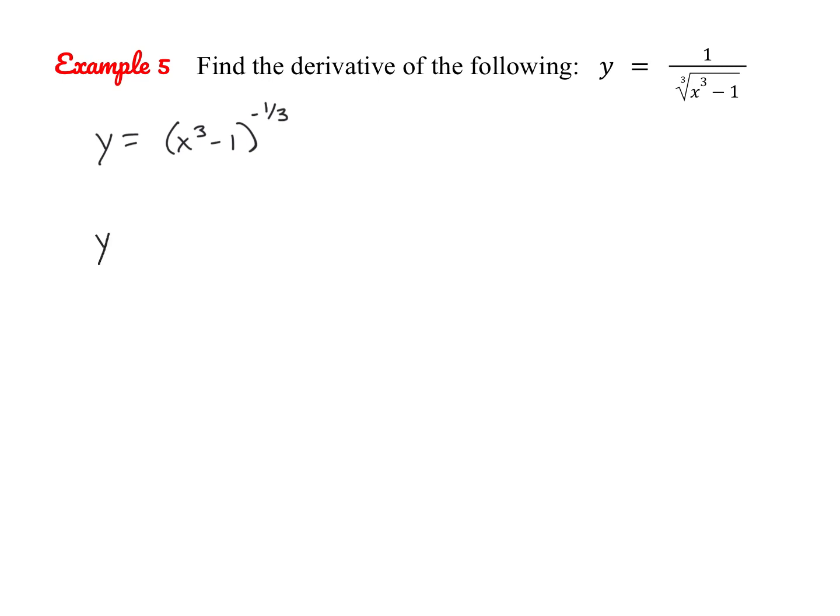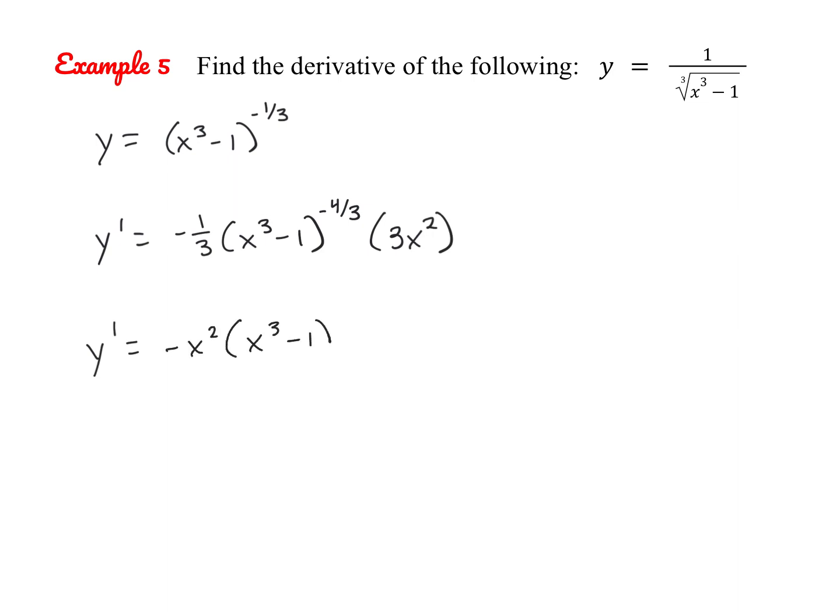So now let's do our chain rule. So our outermost function is that x to the power of -1/3. So we have -1/3 times (x cubed minus 1) to the power of -4/3. And then we're going to take the derivative of our innermost function, so it just becomes 3x squared. So y prime, if you multiply these two terms, we just get -x squared times (x cubed minus 1) to the -4/3. And here, let's just rewrite it so we don't have any negative exponents. So we have -x squared over (x cubed minus 1) to the 4/3.